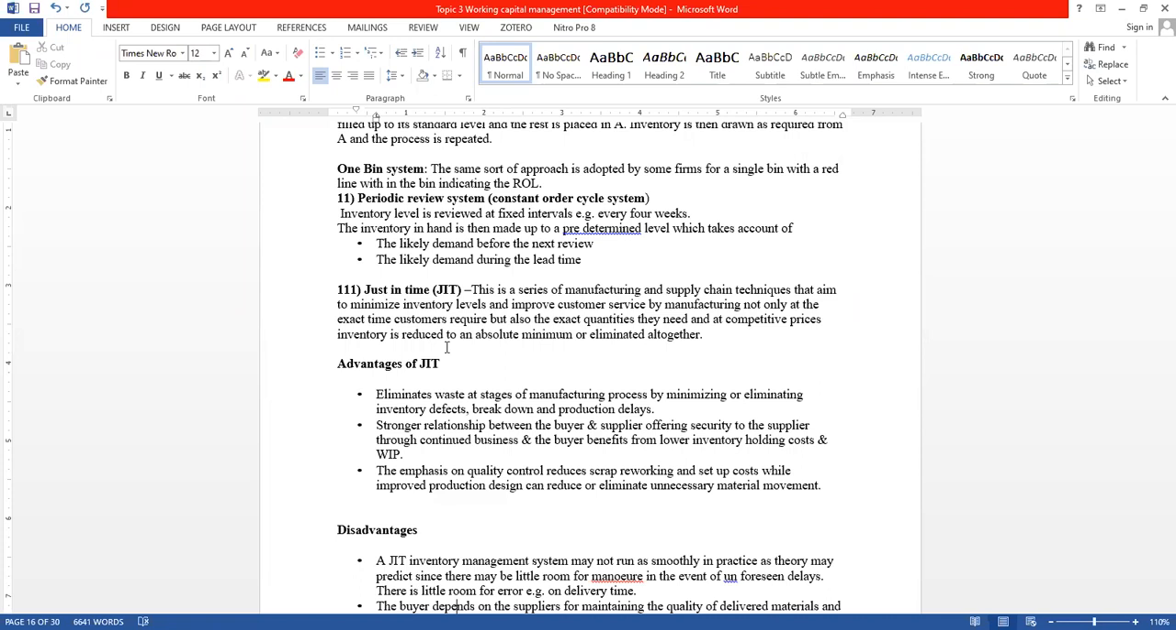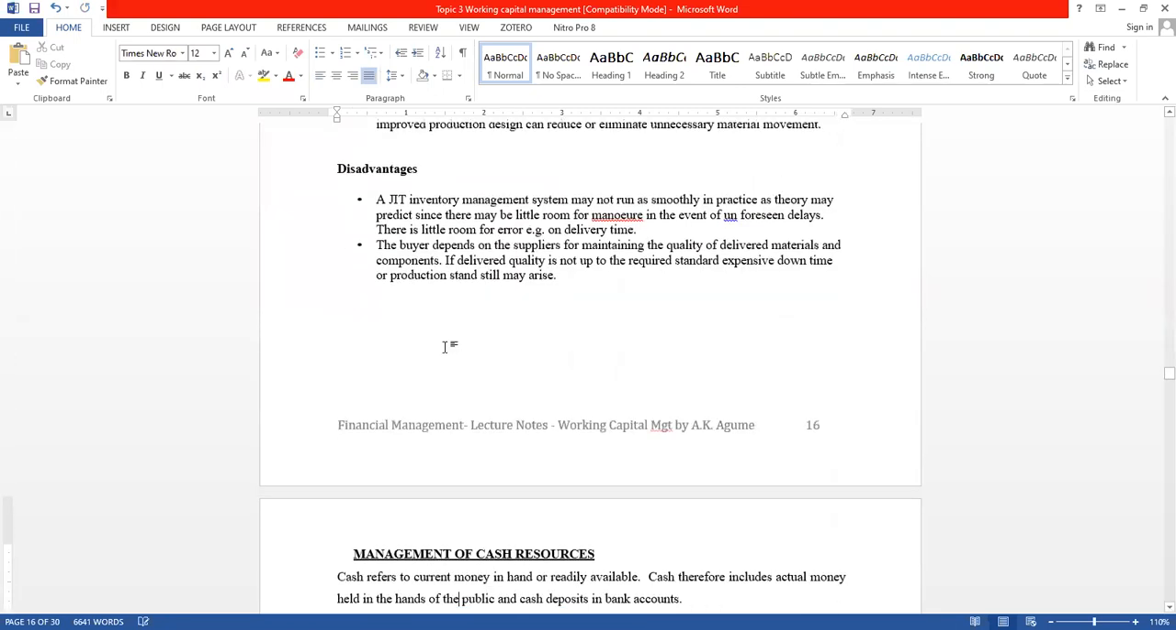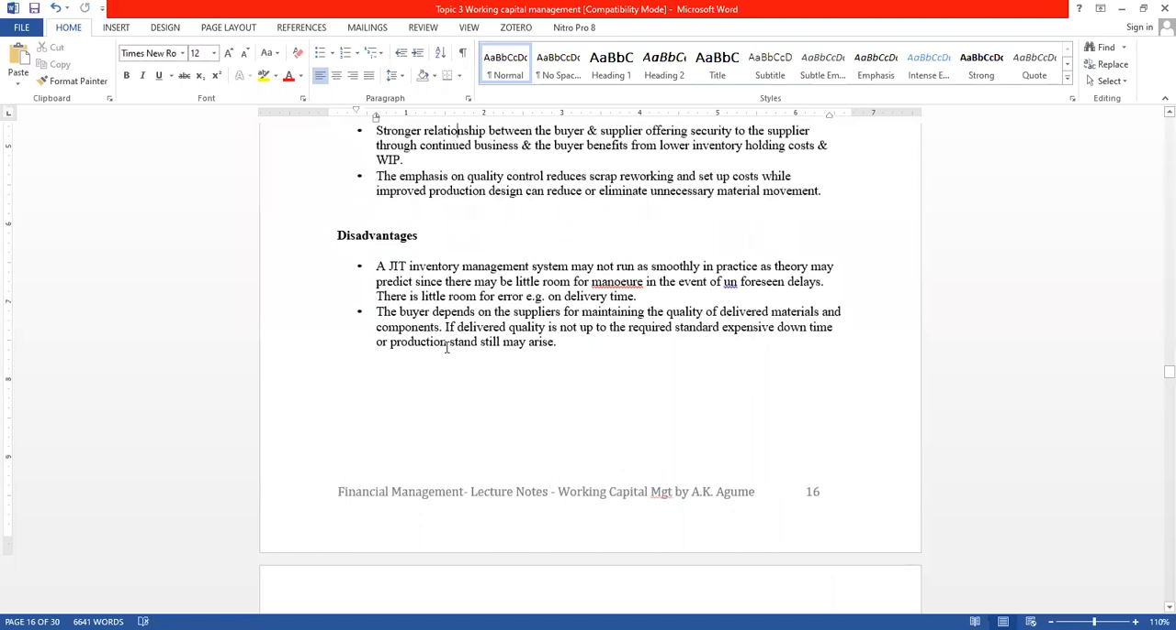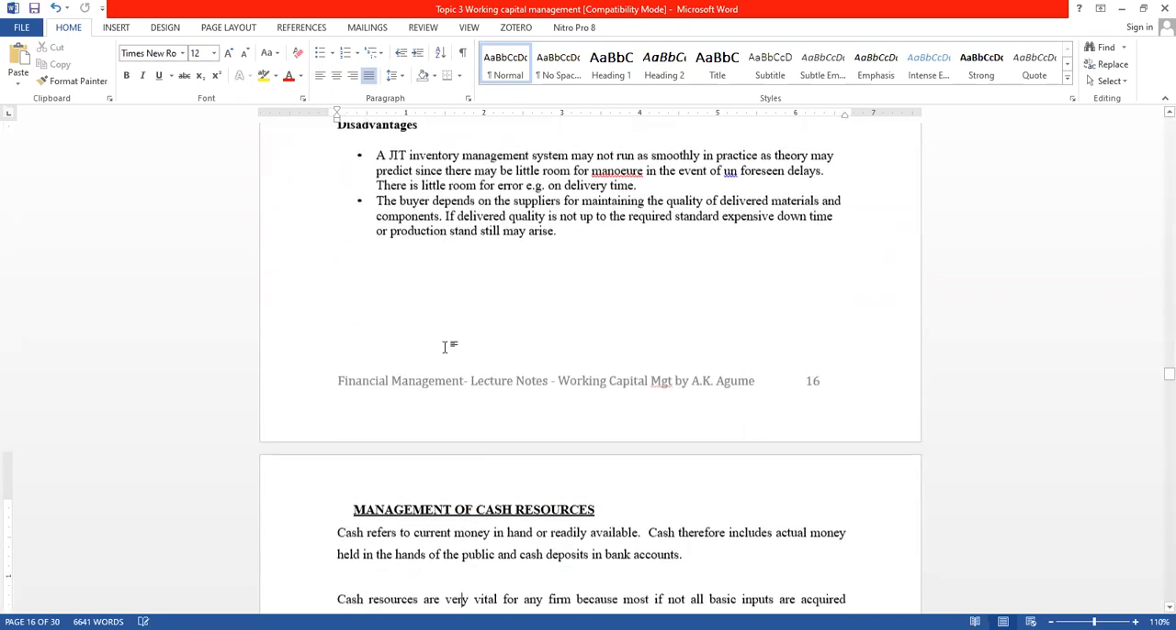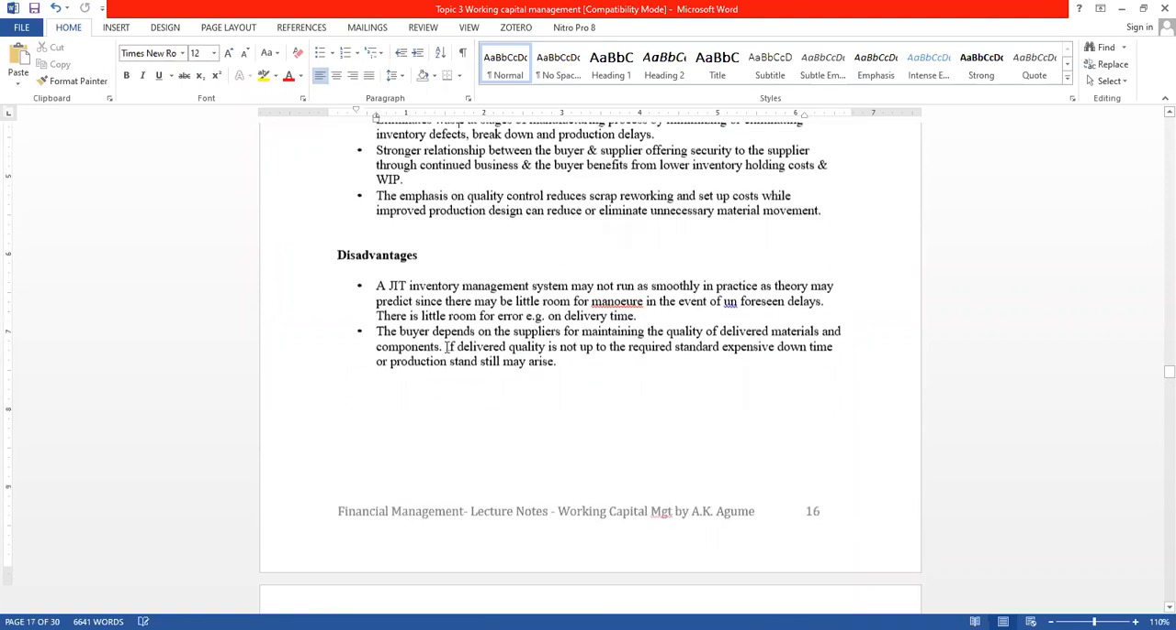Of course, there are some advantages of this just in time. Number one, it eliminates waste at every stage of the manufacturing process, because you only use what you require. Then it also builds a stronger relationship between the buyer and the supplier. Hence, it offers security to the supplier. Then the emphasis on quality control reduces scrap, reworking, and setup costs. Then disadvantages, it may not run smoothly in practice, as the theory may predict, okay? Then also the buyer depends on suppliers for maintaining the quality of delivered materials. So that is just in time, okay?